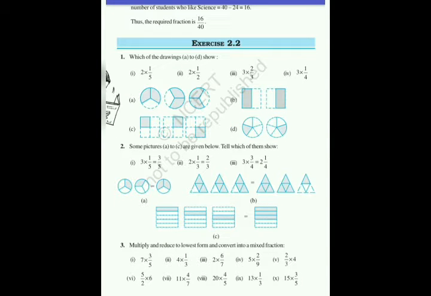Now we take our exercise 2.2, question number 1. Which of the drawings A to D shows...? Here we take our first example, A. We can see that the total parts are 3 and the shaded parts are 2. So we can represent our first figure as 2 by 3, our second figure as 2 by 3, and our third figure as 2 by 3. So here 2 by 3 appears 3 times. Now we can easily write that 3 times 2 by 3 is the answer for figure A.